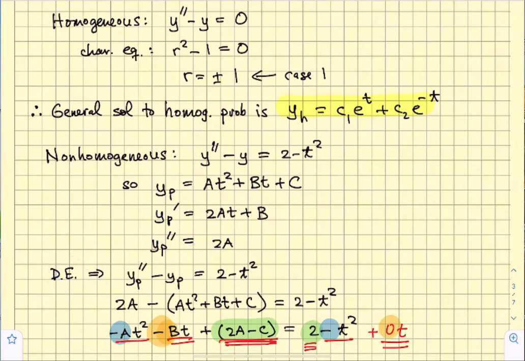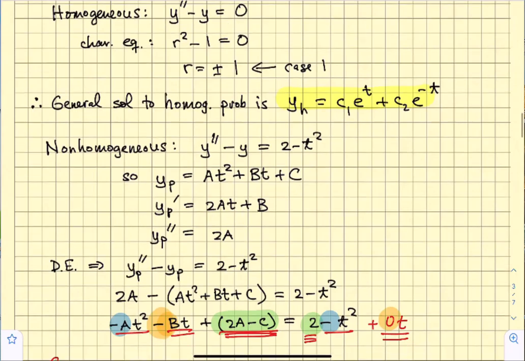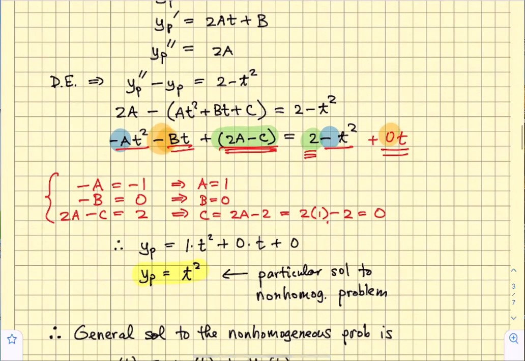I'll plug them back into my differential equation. When I do that, I get yp double prime, which is 2a, minus yp, which is this, and the parentheses are very important. On the right-hand side, I just get my forcing function, 2 minus t squared. So now this should feel familiar to us from the last section. We're just going to multiply this out, expand, and equate the coefficients of like terms.